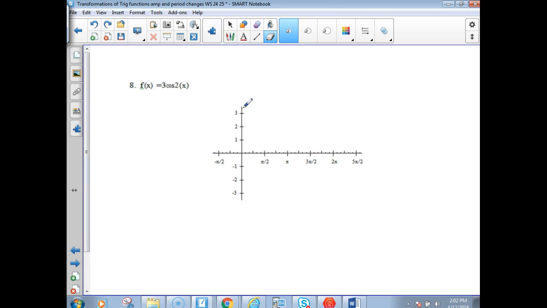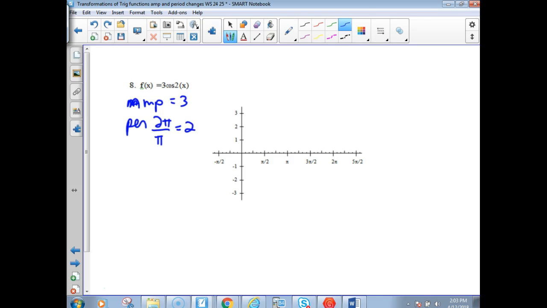This one? Okay, amplitude is 3, and period would be 2 pi. So I've got amplitude is 3, period would be 2 pi divided by pi, which is 2. Oh, maybe that's why you wanted, or so 2 pi divided by 2, which is pi. We had some that we did divide by pi, but not this one. All right, so pi is the period, which means we need to go out to pi for 1 cycle.